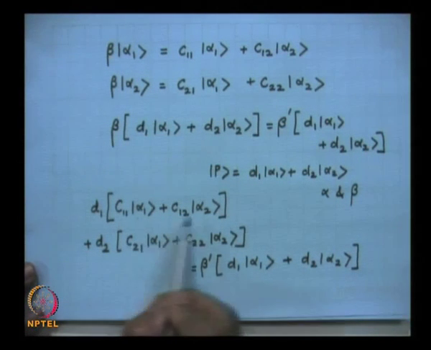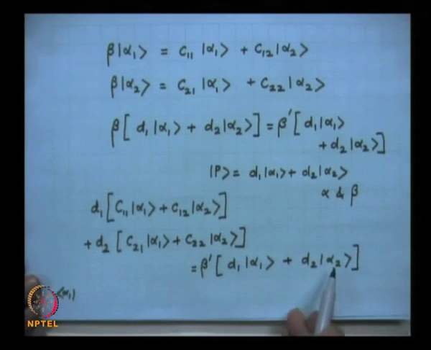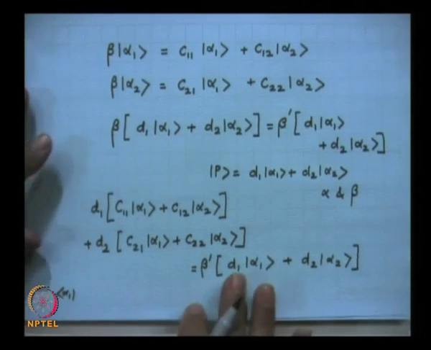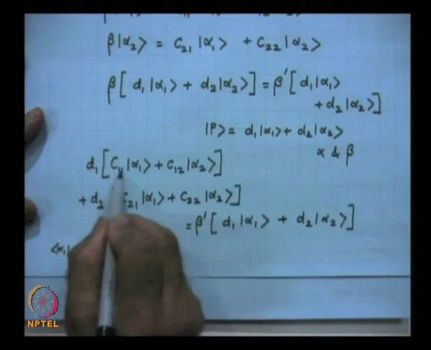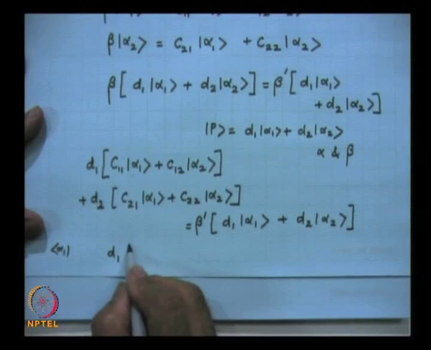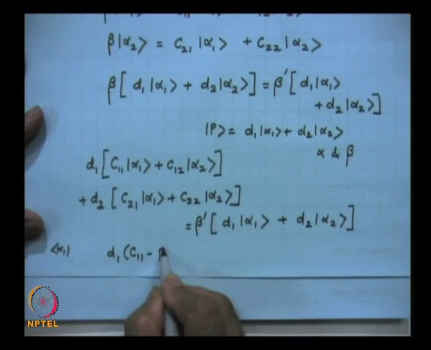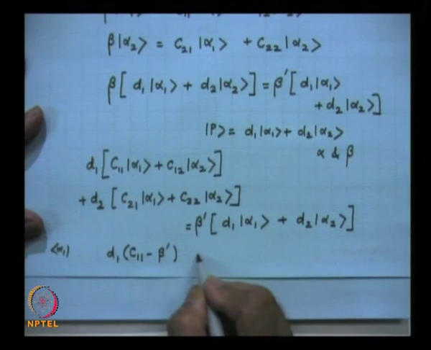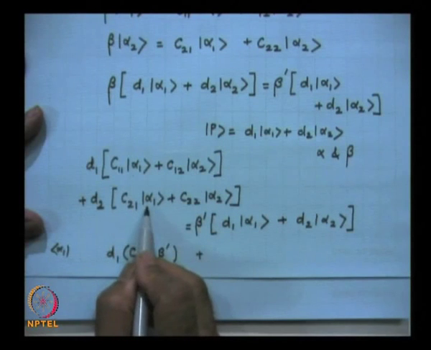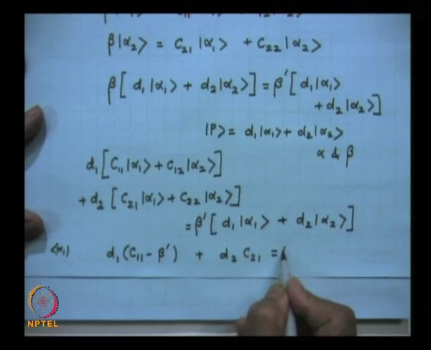Now, ket alpha 1 and ket alpha 2 are orthonormal kets, and therefore I can multiply by bra alpha 1. Then this term will go to 0, this term will go to 0, and this term will go to 0. We will obtain that the coefficient of ket alpha 1 is D1 C11 minus beta prime, plus D2 C21, and this is equal to 0.